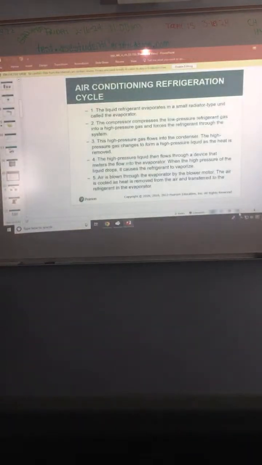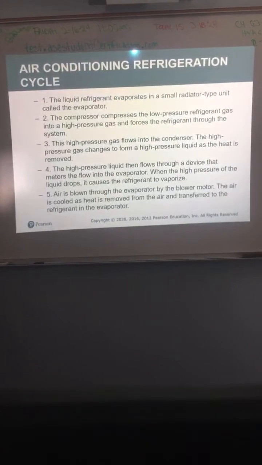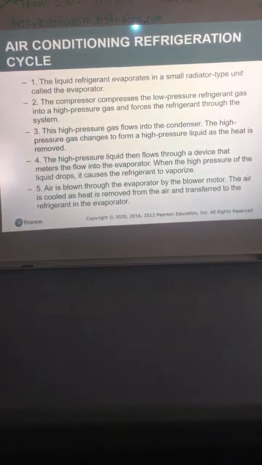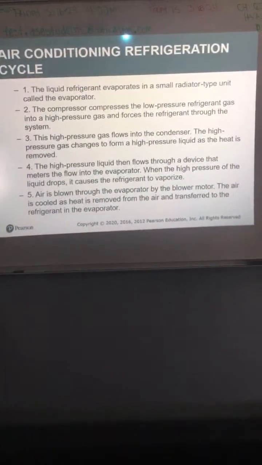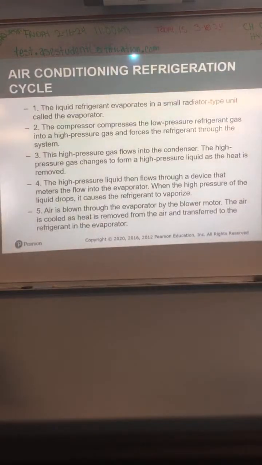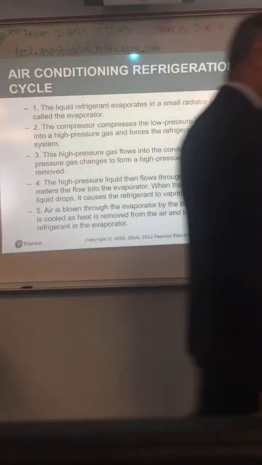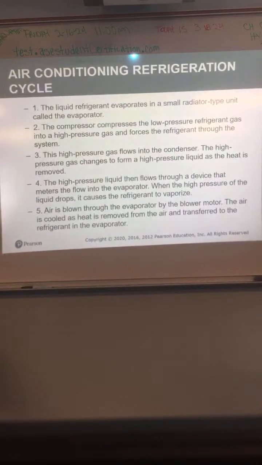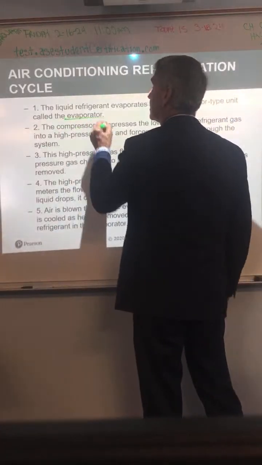The refrigeration cycle should make a little more sense now. The liquid refrigerant evaporates in a small radiator-type unit called the evaporator. Where's the evaporator located? You have to know the location of all these components too. Where would you find this?